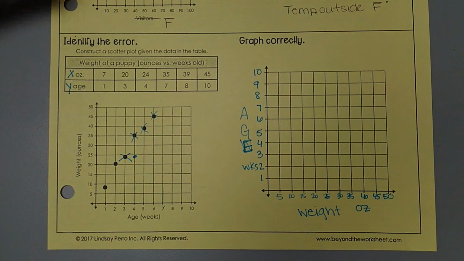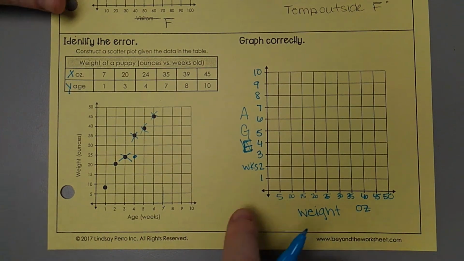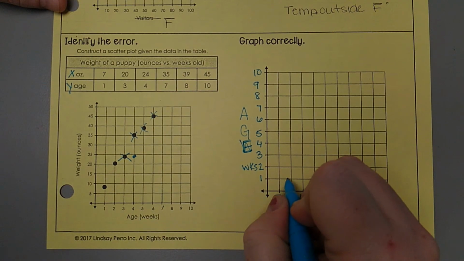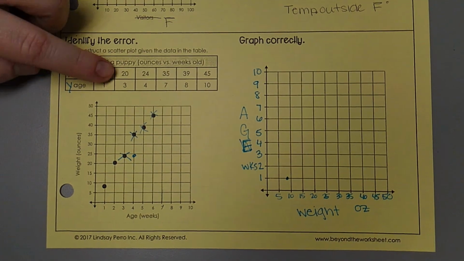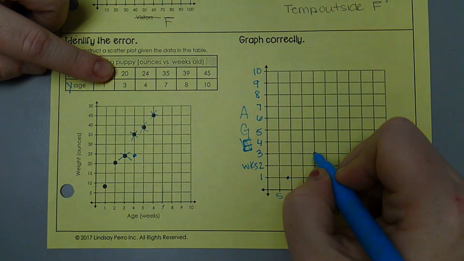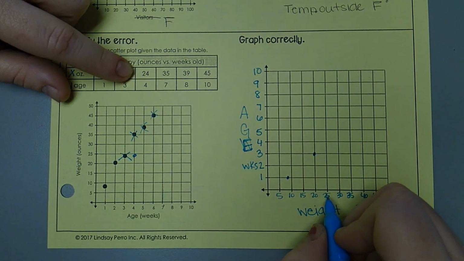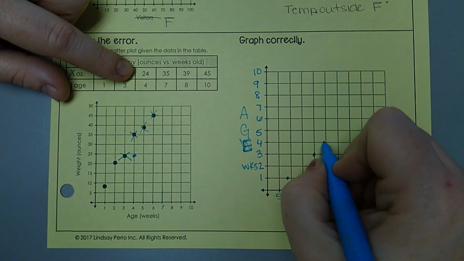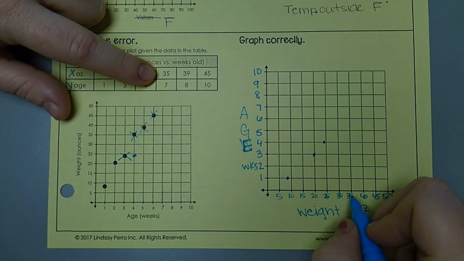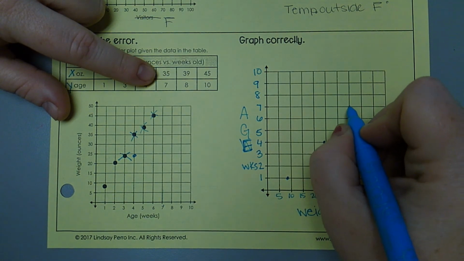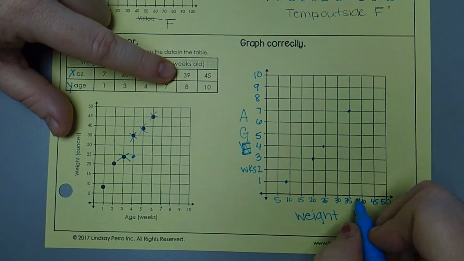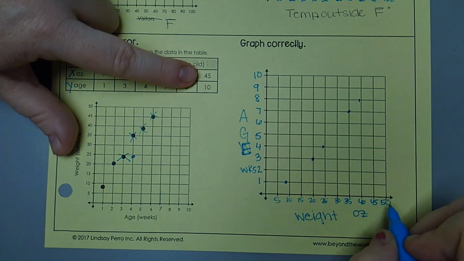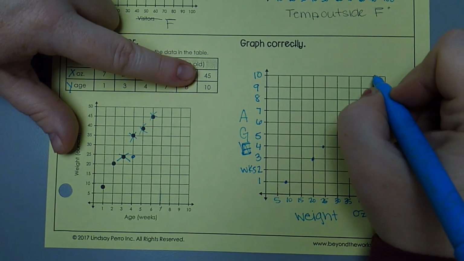So if we have 7 ounces, would be between 5 and 10 and 1 week. So there. 20 ounces, 3 weeks. 24 ounces is almost 25, but not quite. And up to 4 weeks. 35 ounces is 7 weeks. 39 ounces, so not quite 40, but really close, is 8 weeks. And 45 pounds is 10 weeks.